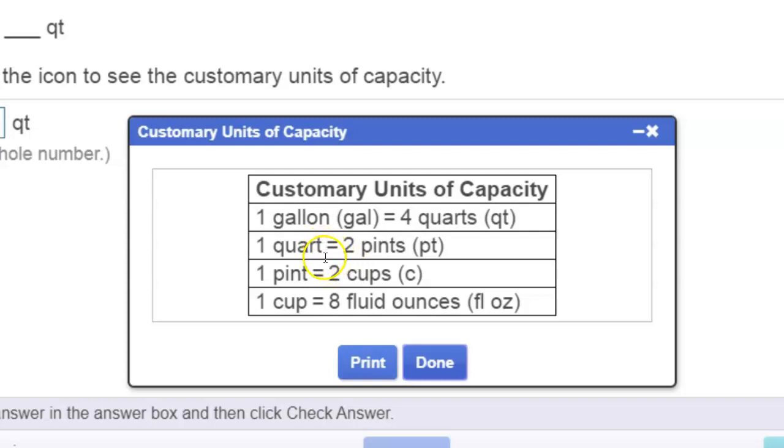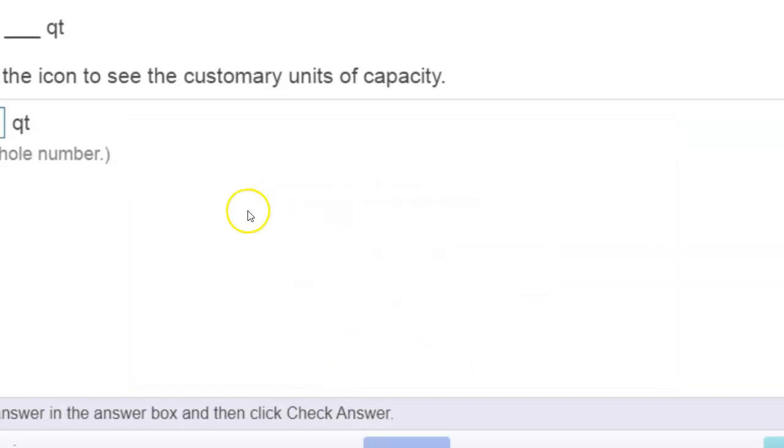1 quart equals 2 pints. Now I know that 1 pint equals 2 cups. So I'm going to need to figure out how many cups would be in the quart. So I need to multiply 2 times 2 to figure that out. So if I multiply 2 times 2, that's going to say that 1 quart equals 4 cups. Let me go back here. So 1 quart equals 4 cups.